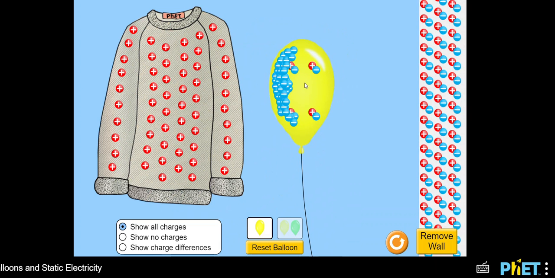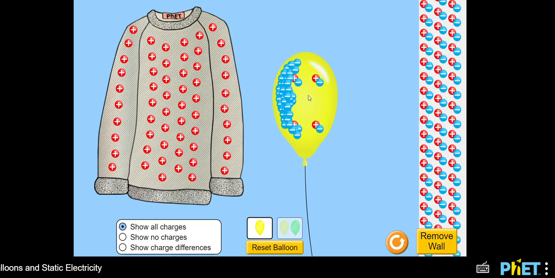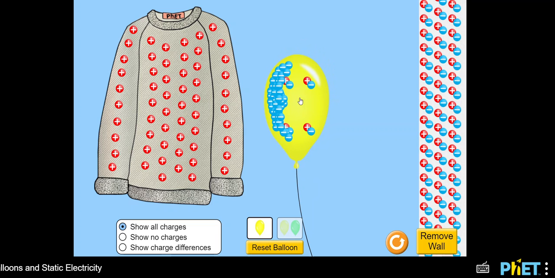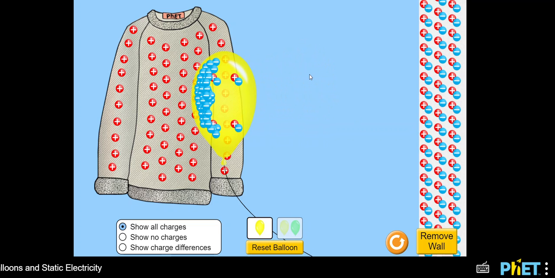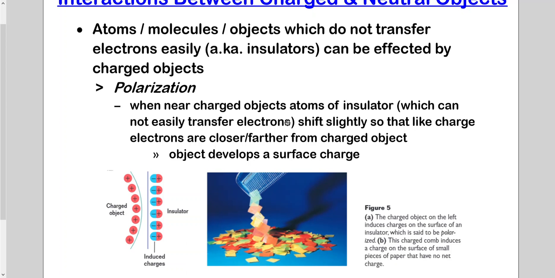And so now what we have is the sweater is positively charged. We could calculate the value. And the balloon has a negative charge. So overall, because these are two oppositely charged objects, if I release it, it is attracted. Okay. To look back at our notes here, polarization is when objects that can't move are brought near each other.